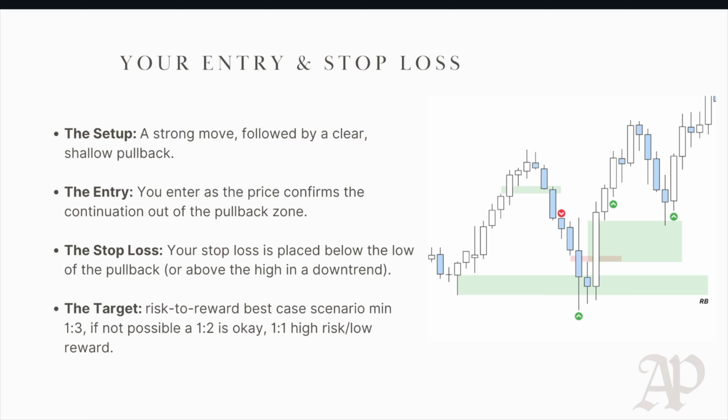And of course, your target is still going to be that consistent 1 to 3. I'd say the minimum is going to be 1 to 3. You can go for 1 to 4, 1 to 5, but I'm saying 1 to 3 is really good. Again, you can have a 40% win rate and you are still going to be profitable if you have a 1 to 3. If a 1 to 3 is not possible, then a 1 to 2 is okay. If it's a 1 to 1, then it turns into high risk, low reward.